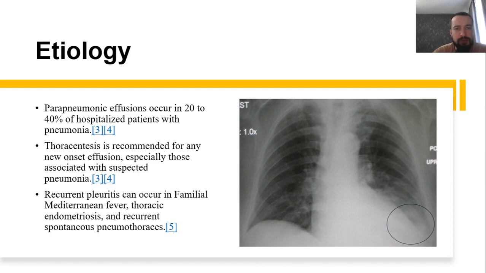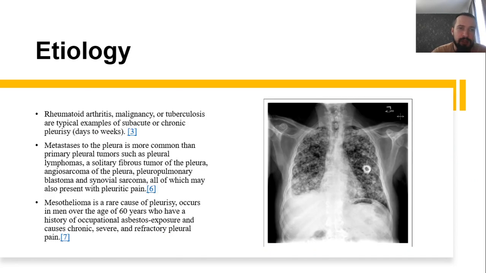Parapneumonic effusions occur in 20 to 40% of hospitalized patients with pneumonia. Thoracentesis is recommended for any new onset effusion, especially those associated with suspected pneumonia. Recurrent pleuritis can occur in familial Mediterranean fever, thoracic endometriosis, and recurrent spontaneous pneumothoraces. Rheumatoid arthritis, malignancy, or tuberculosis are typically examples of subacute or chronic pleurisy.